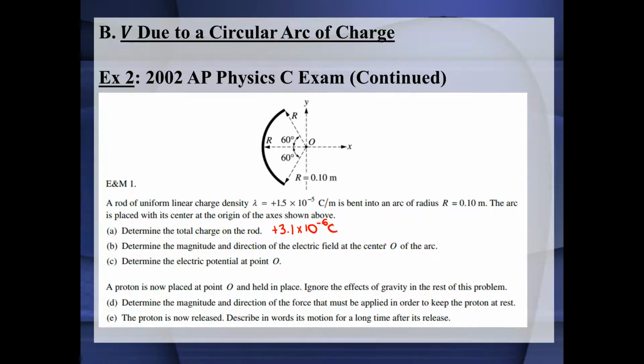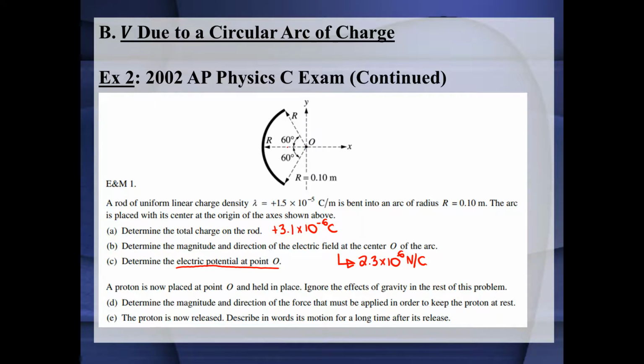I'm just going to write these down here because we're going to have to make use of these in a moment. And we also figured out the magnitude of the electric field at point O, and that was 2.3 times 10 to the power of 6. And the units are newtons per coulomb. Now what I want to do is figure out, okay, what's the electric potential at point O?